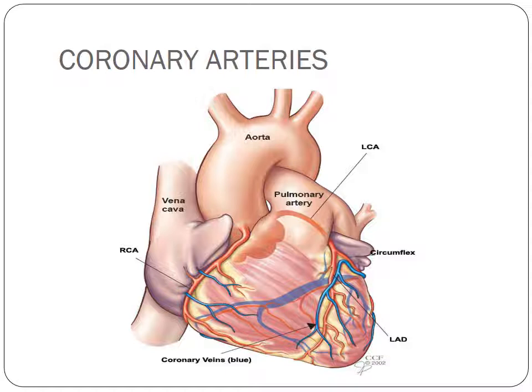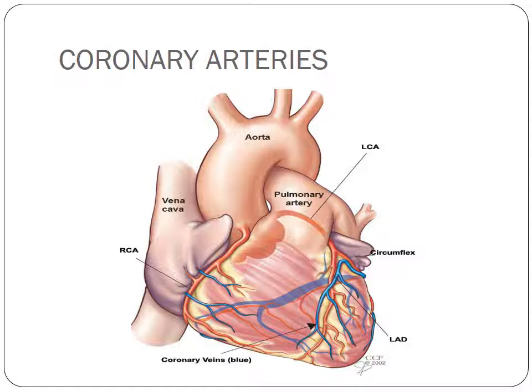On the left, there are two main branches: the left anterior descending artery, which supplies blood to the front portion of the heart, and the circumflex artery, which supplies blood to the lateral as well as the posterior portion of the heart. On the right, we have the RCA, or right coronary artery, which supplies the lateral portion of the right side of the heart. These are the main vessels.